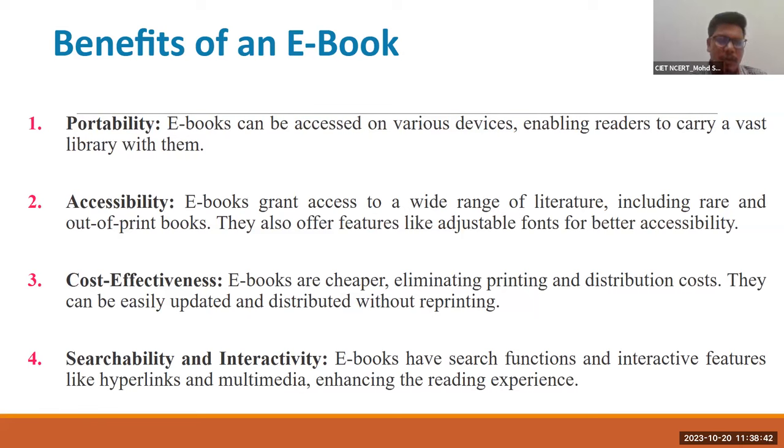Second point is accessibility. Ebooks grant access to a wide range of literature, including rare and out of print books. They also offer features like adjustable fonts for better accessibility. And the third point is cost effectiveness. Ebooks are cheaper, eliminating printing and distribution cost. They can be easily updated and distributed without reprinting. And the fourth point is searchability and interactivity. We can search any text by typing it on the keyboard of your mobile devices, according to your devices. Ebooks have search functions and interactivity features like hyperlinks and multimedia, enhancing the reading experience.